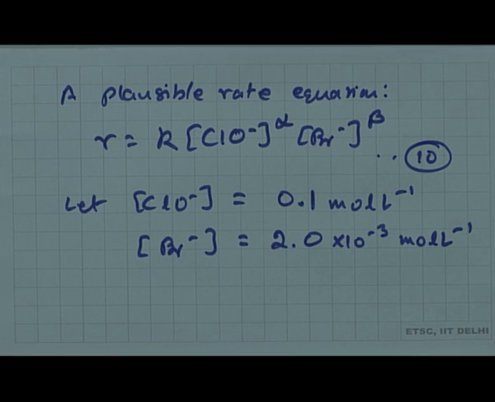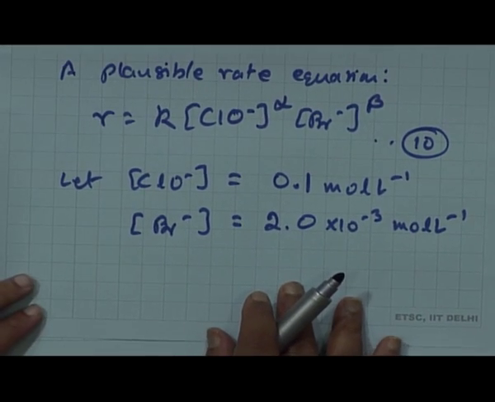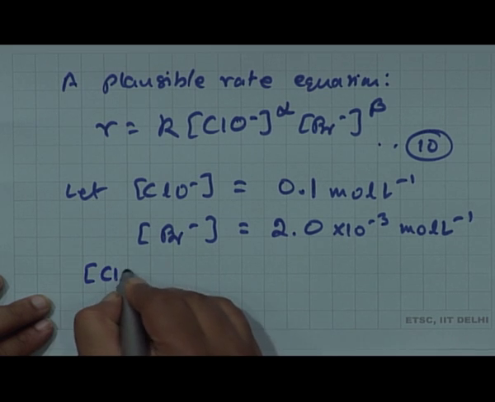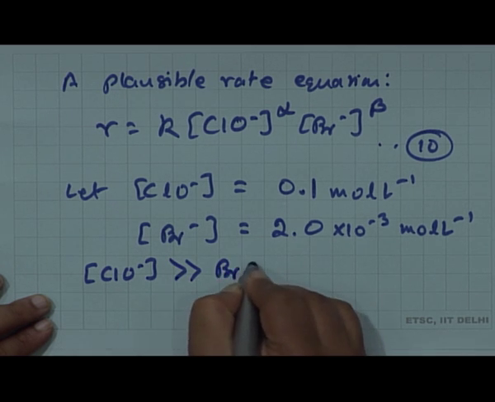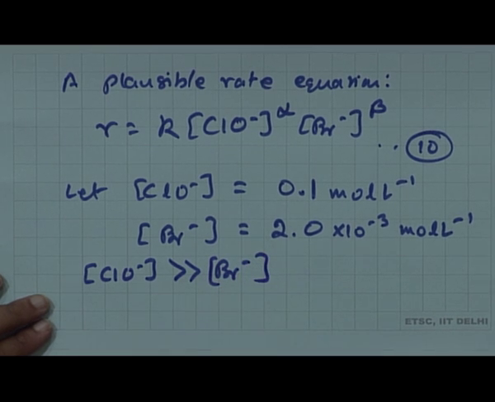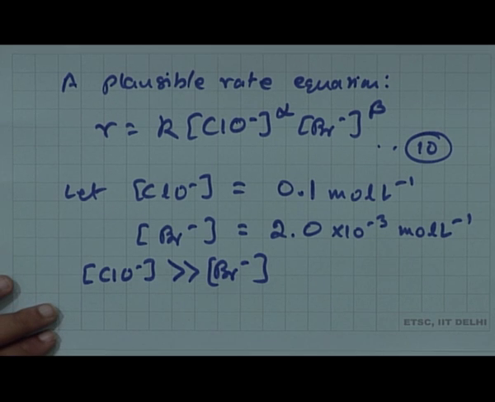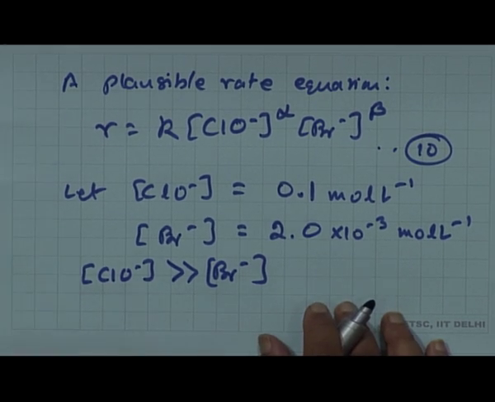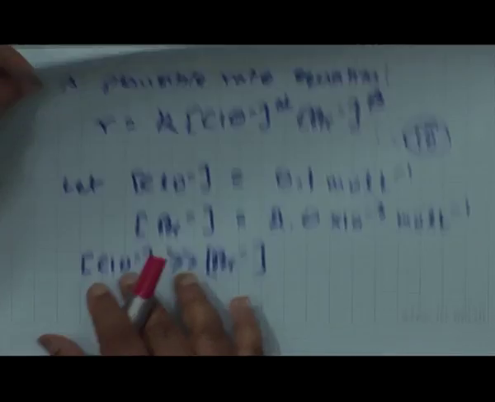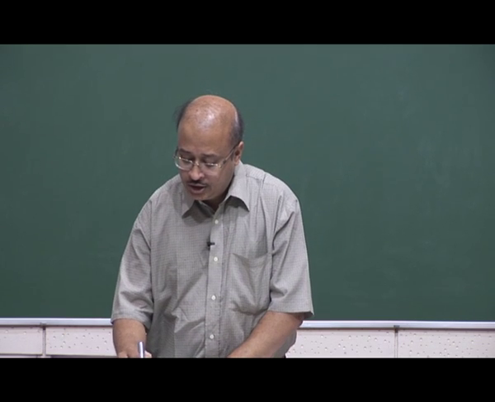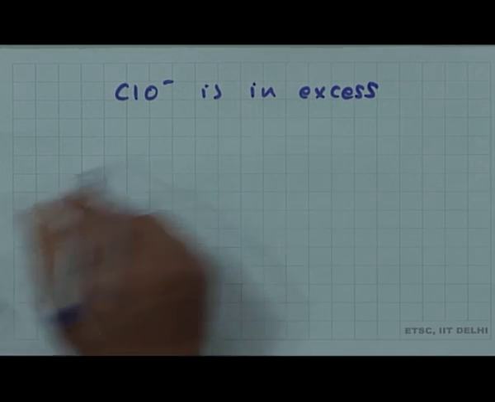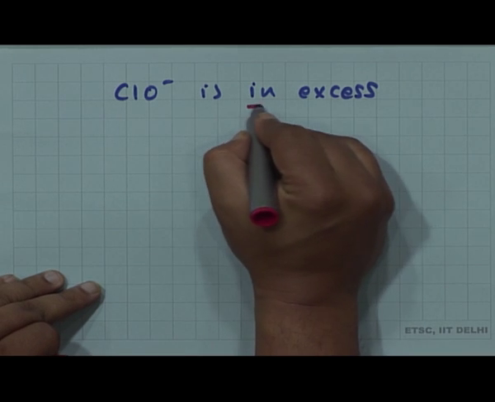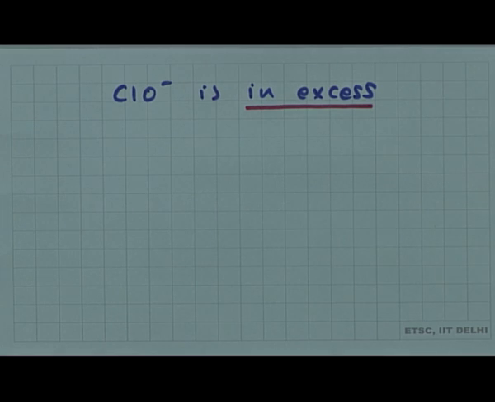Now, what you soon realize is that this concentration of ClO minus is much greater than the concentration of Br minus. In other words, what we say, I write in the next page, that ClO minus is in excess. Okay. ClO minus is in excess over Br minus.